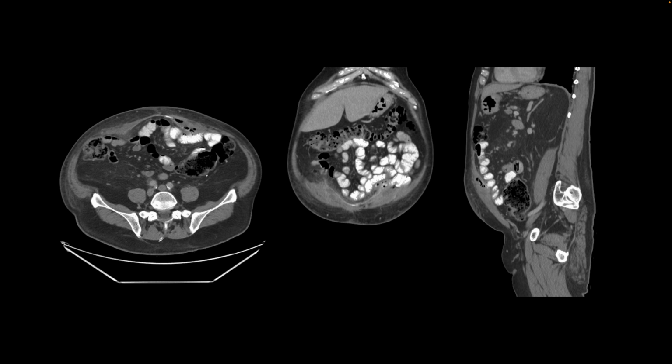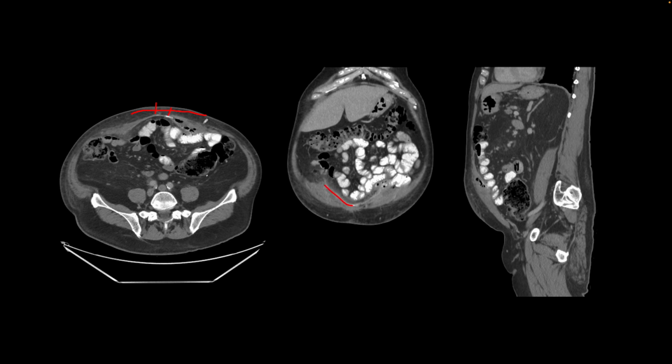Here is our next patient, and they underwent a CT of the abdomen and pelvis with both IV and oral contrast. And here we find the post-surgical changes in the abdominal wall. A hernia was repaired, and we see the hyperdense hernia mesh. Also seen here, it's usually linear and hyperdense.